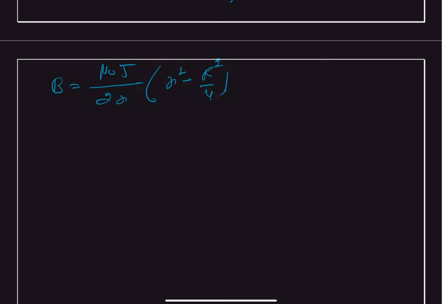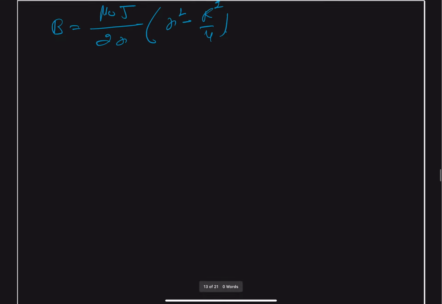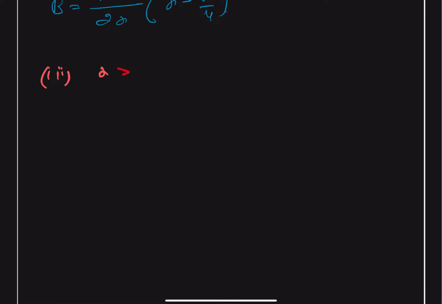And now we come to the third part, when x is greater than or equal to r. So the total area enclosed. Now in this case, because we have enclosed the entire conductor, the complete current will be enclosed. So we can say now all the current is enclosed.